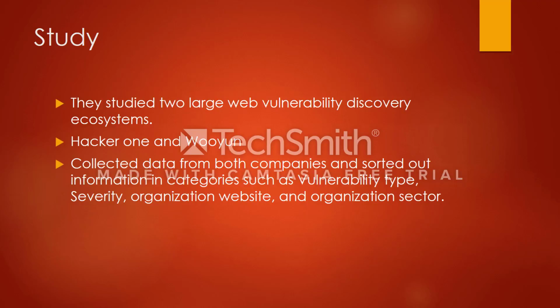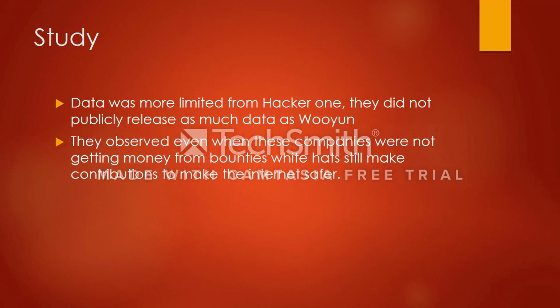Some interesting numbers on Wuyun was they opened up in 2010 and attracted more than 7,500 white hats. They found 6,400 vulnerability reports, and they report to 17,000 different organizations. But this one specifically launched in China, whereas HackerOne is based in the United States, and they didn't have as much information on that because it was all private information.